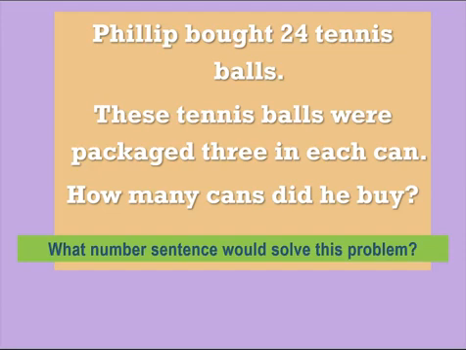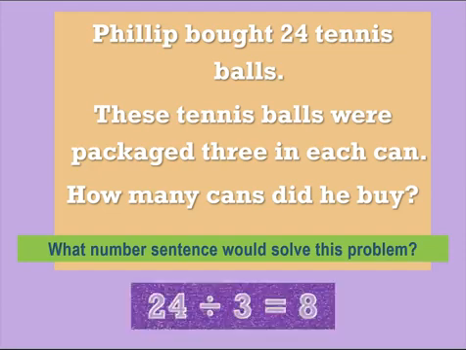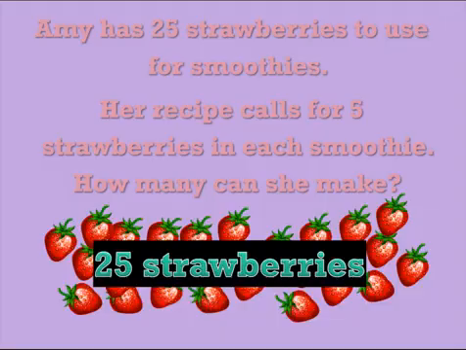All right, you need to write this number sentence down in your notebook. Go ahead, call it out to me. Awesome! 24 tennis balls divided by 3 in each can means that he bought 8 cans.